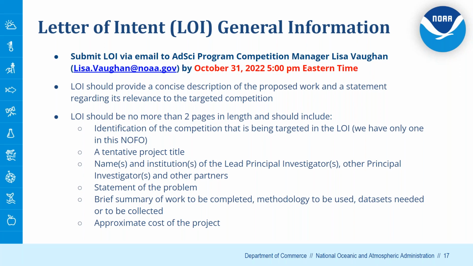We only have one competition this year, that was standard language, and that's the one focused on island resilience. A tentative project title. You should list the names and the institutions of the lead PI and other principal investigators and partners. You should share a statement of the problem, and then a brief summary of the work to be completed, including the methodology used, data sets needed or to be collected, and an approximate cost for the project.